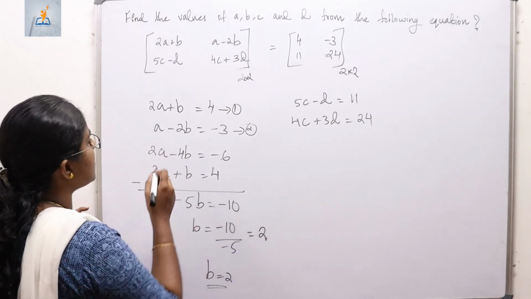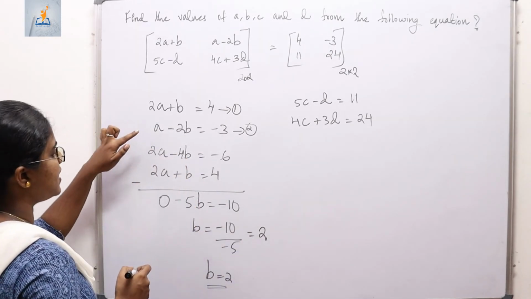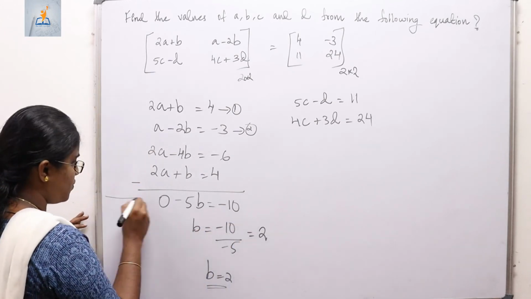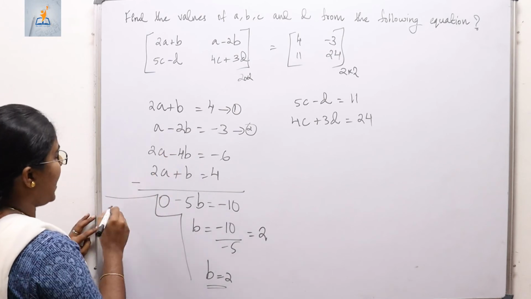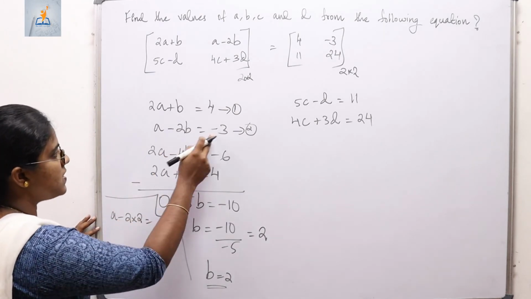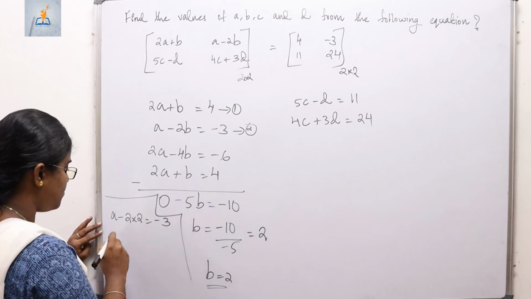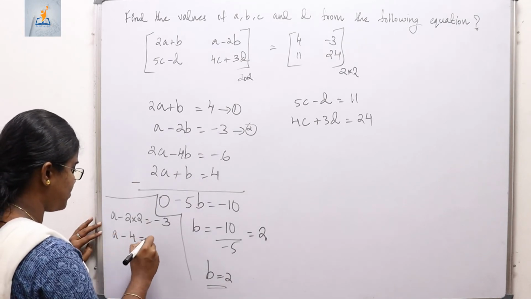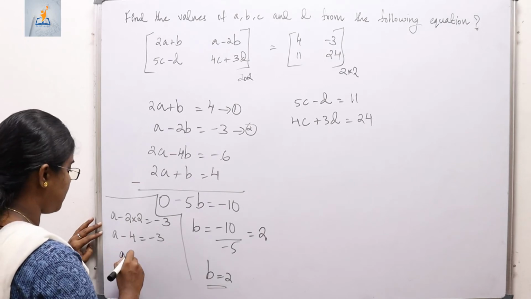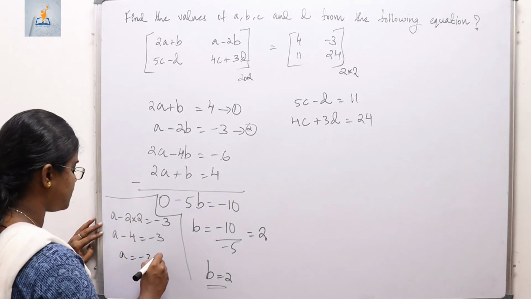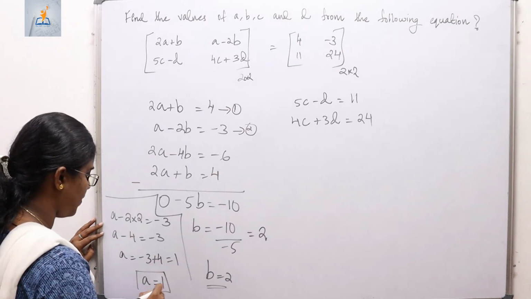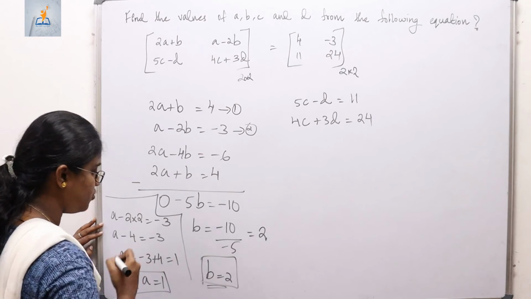If b is equal to 2, we can substitute in this equation and find the value of a. What will be that? So it can be found out like this: a minus 2b, that is a minus 2 into 2 is equal to negative 3, which means a minus 4 is equal to negative 3, and we have a is equal to negative 3 plus 4, which is equal to 1. So we got a is equal to 1 and b is equal to 2.